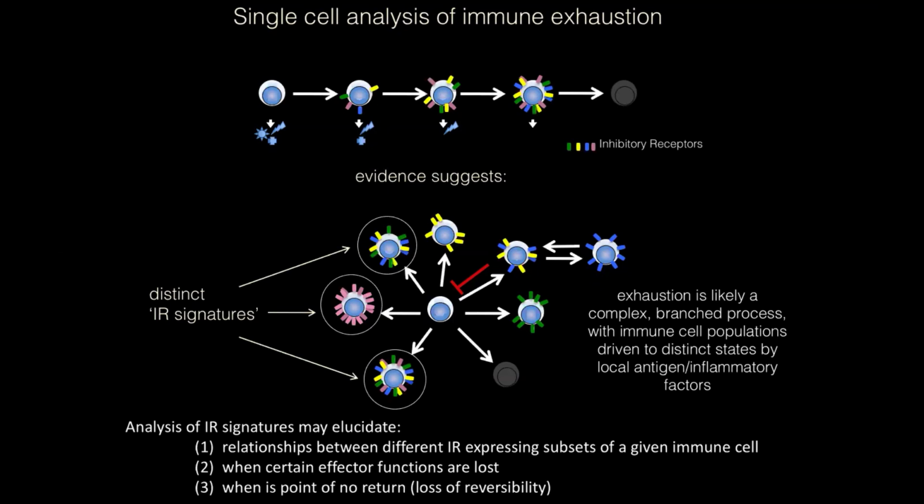And we predict that inhibitory receptor signatures can provide new insight into how checkpoint inhibition progresses and how it can be broken into stages, what certain functions are lost, and how it would also help us to determine at what point we cannot rescue a cell from immune exhaustion because it's no longer reversible.